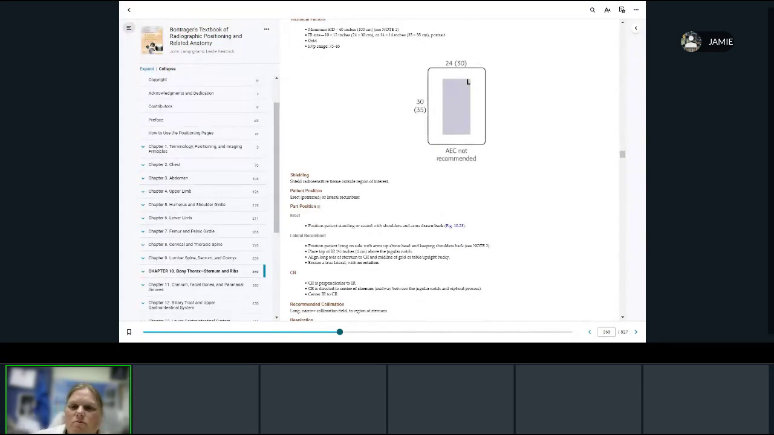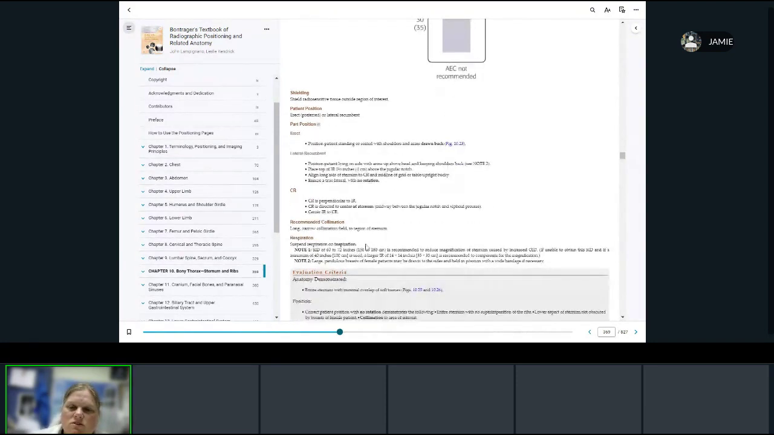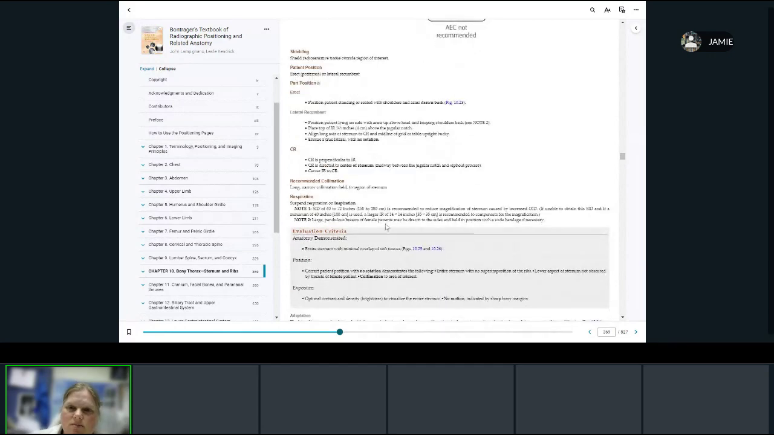If you scroll down in your book, you'll see the top of the IR about 1.5 inches above the jugular notch. That's to ensure you get the top of the manubrium. And you're going to be centered to the center of the sternum, midway between jugular notch and xiphoid process.